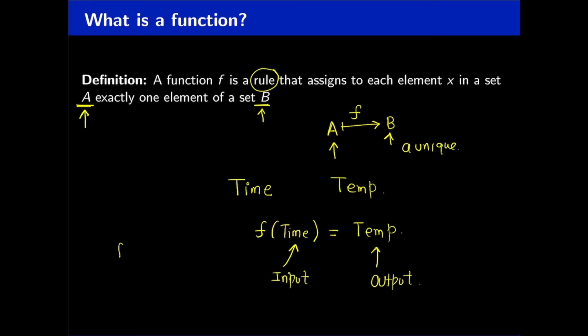For example, if I say f at 10 a.m., that means what is the temperature at 10 a.m. on a particular day. For example, if today the temperature is 17 degrees Fahrenheit, I would say f at 10 a.m. It is not a multiplication, it's saying f of. This rule tells us at 10 a.m. the temperature is 17 degrees Fahrenheit.